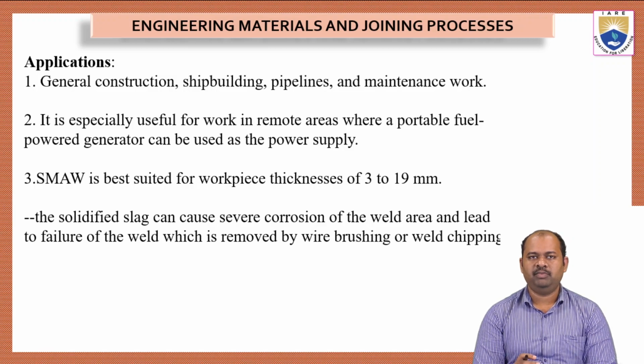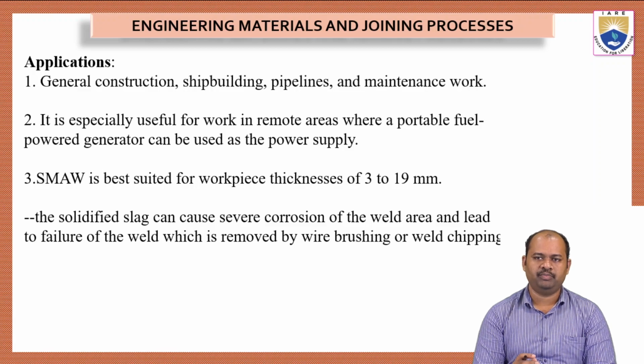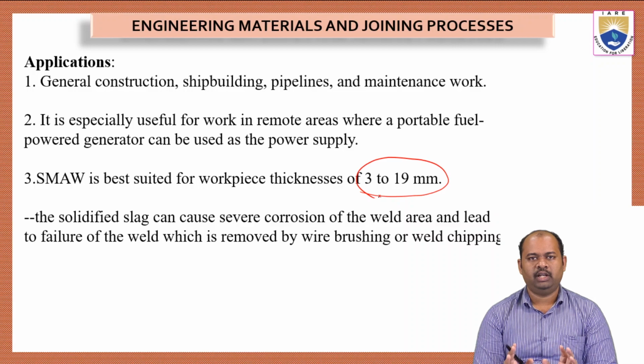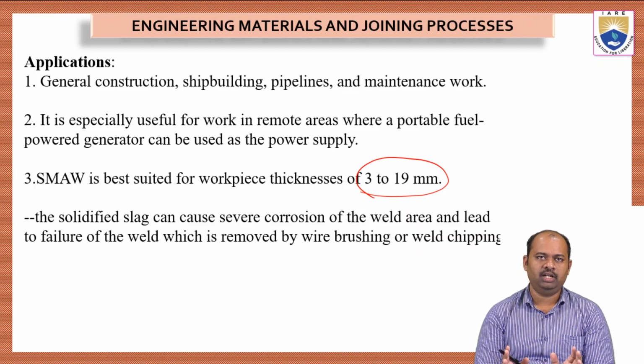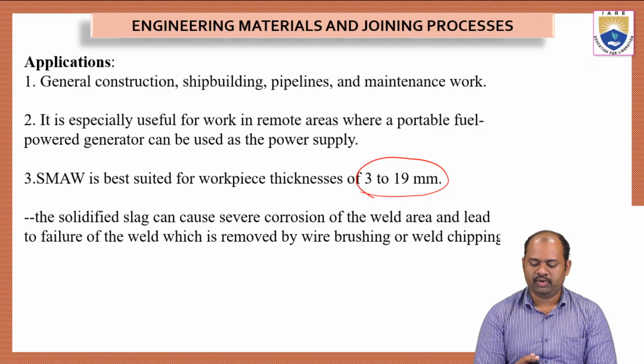Okay. And then SMAW, that is shielded metal arc welding, is best suited for workpieces of thickness between 3 to 19 mm. So plates up to 19 mm of thickness can be welded easily with SMAW. The solid slag can cause severe corrosion of the weld area and lead to failure of the weld, which is removed by wire brushing or weld chipping.